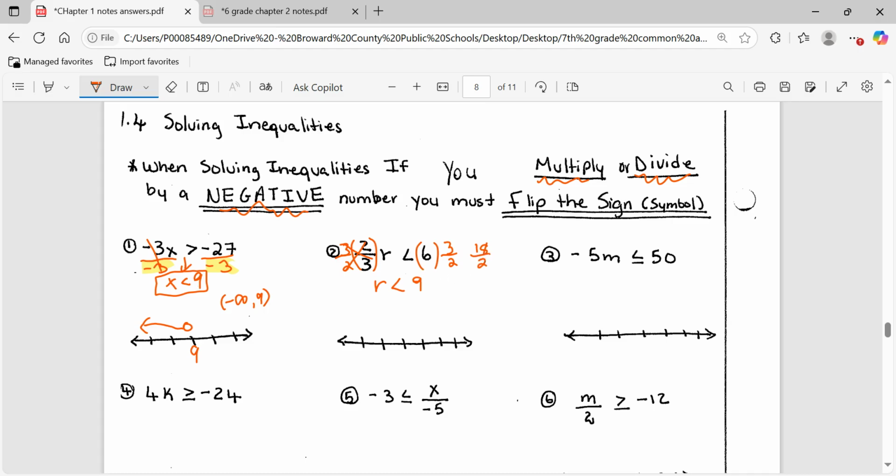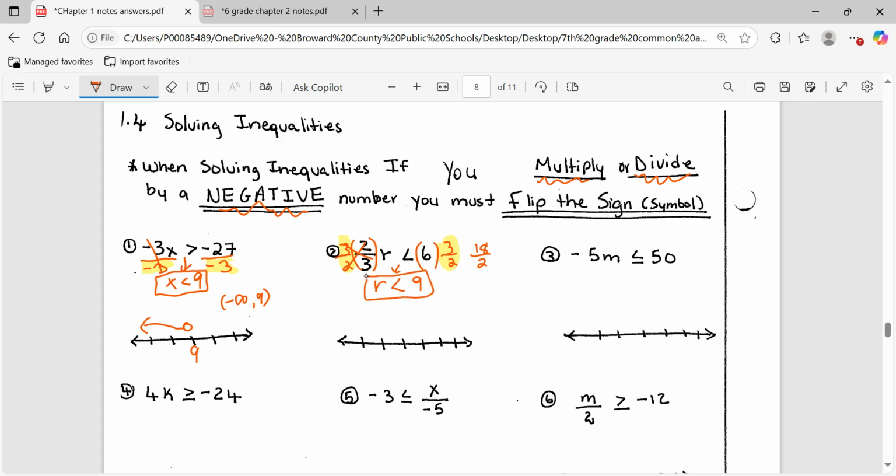Now you might say, Miss Reed, we didn't flip the sign. We did not flip the sign because 2/3 was a positive number. So when I multiplied by a positive number, I did not have to flip the sign. I kept it.